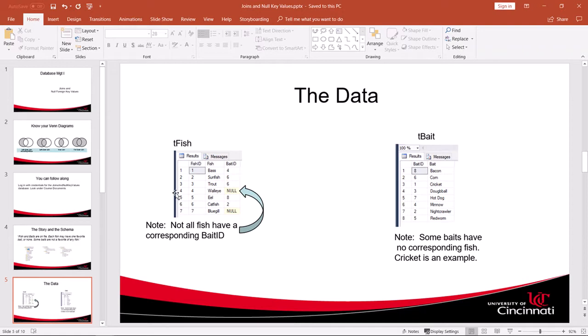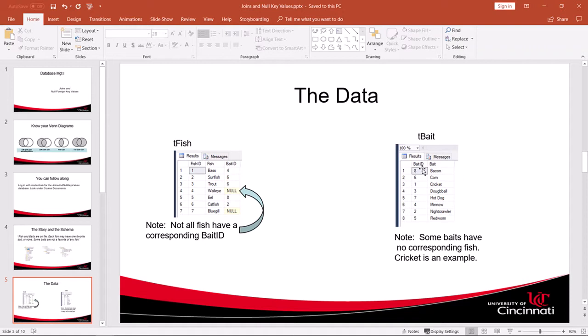You may be providing a database for a customer wherein all the fish must have a bait. In other words, null values in the foreign key are not permitted. We can certainly set our tables up that way, but we're doing it with null values in the foreign key to illustrate the kinds of joins that happen when there are null values. So we're doing this on purpose. Over in the bait table, there are 8 records.